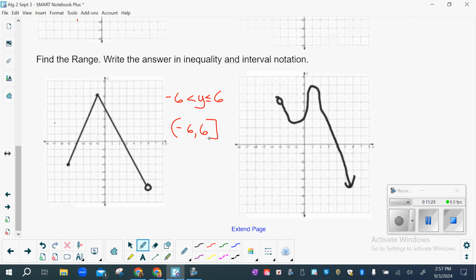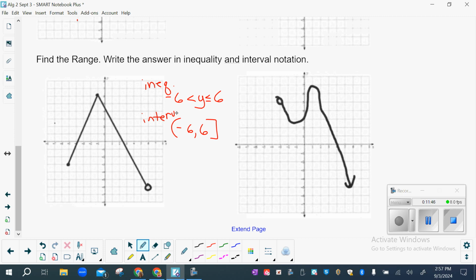Okay, so this is inequality. And this is interval. So why did I put a parentheses on the -6? Open circle. We don't include that -6. So that's why we put a parentheses there. Does that make sense? I know this is the first time you've seen it. We didn't talk about this on Friday.